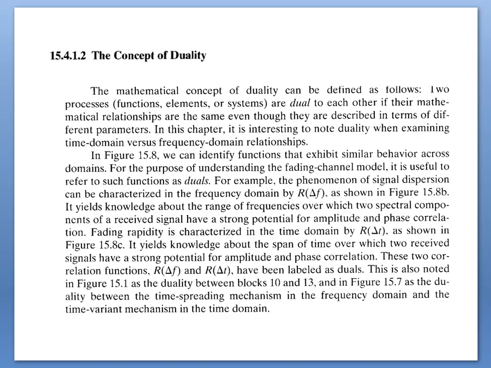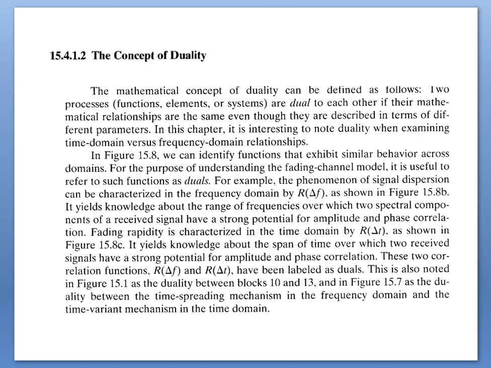For example, the phenomenon of signal dispersion can be characterized in the frequency domain by R delta of f, as shown in the above figure. It yields knowledge about the range of frequency over which two spectral components of the received signal have a strong potential for amplitude and phase correlation. Fading rapidity is characterized in the time domain by R delta of t, shown in the above figure.